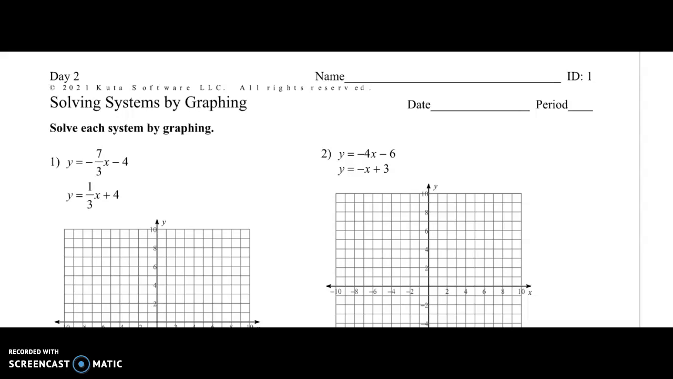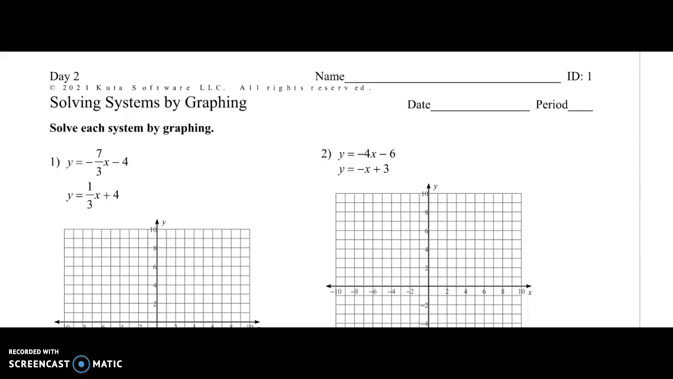All right, moving on to solving systems by graphing. Over the next few lessons, we're going to be talking about systems of equations and different methods on how to solve those systems. This particular lesson is going to be focusing on the graphing method of solving systems.